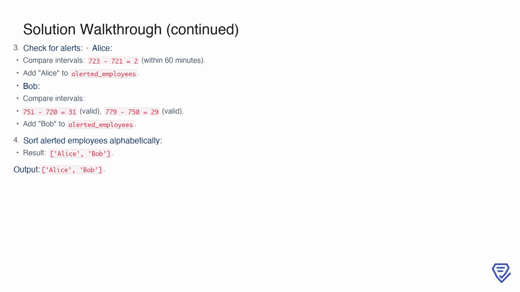For Bob, we compare the intervals between his swipes. 751 minus 720 equals 31 minutes, and 779 minus 750 equals 29 minutes. Both are within the 1-hour window. Since Bob has at least 3 swipes within a 1-hour period, he is also added to the alerted_employees list. Finally, we sort the alerted employees alphabetically, resulting in the list Alice, Bob. This is the output for this example.